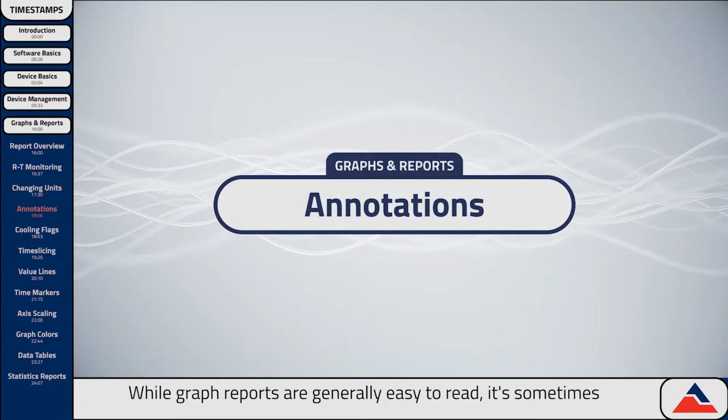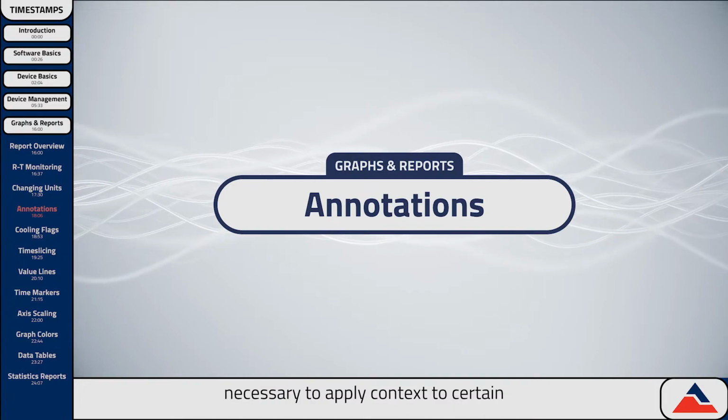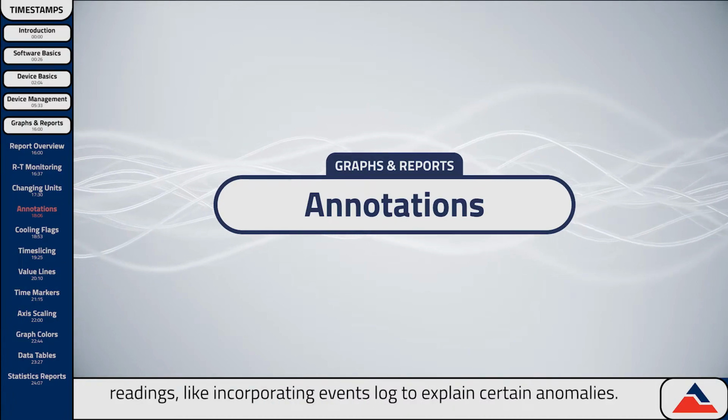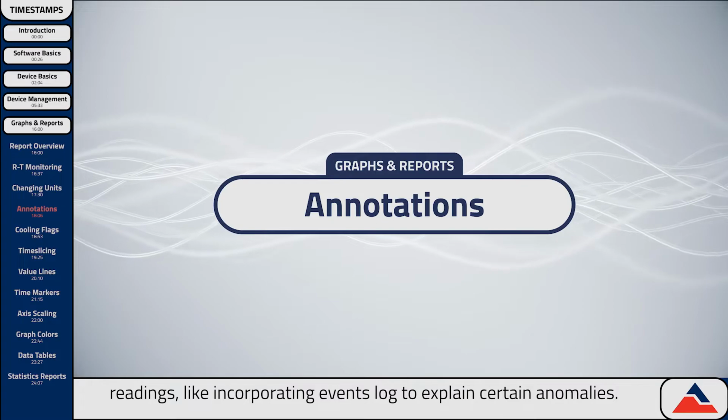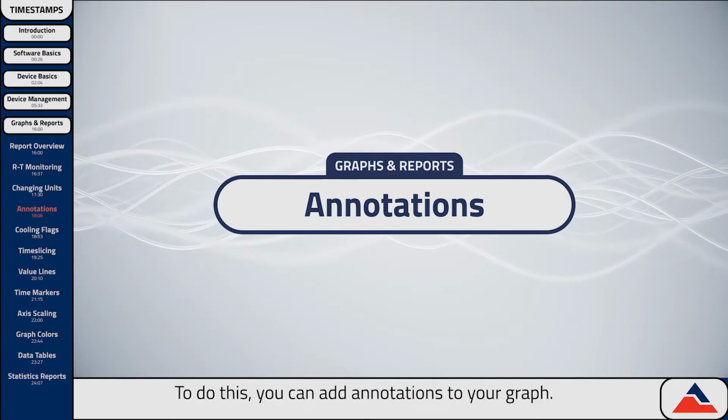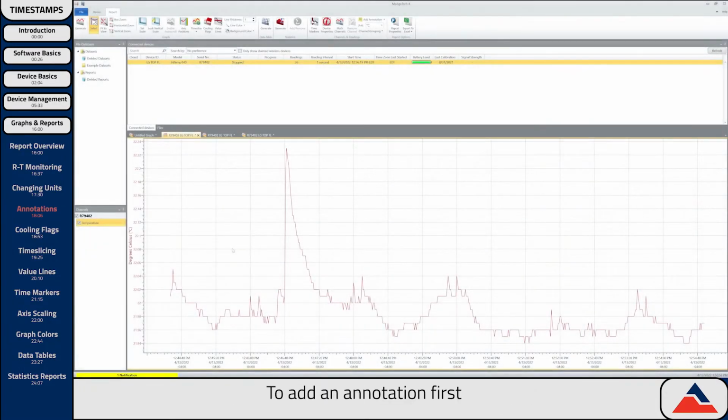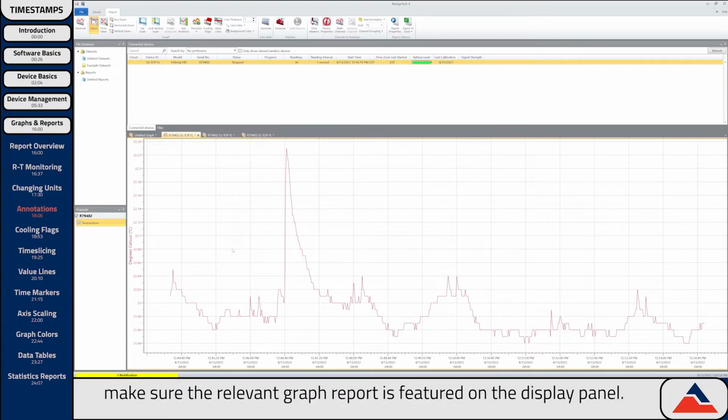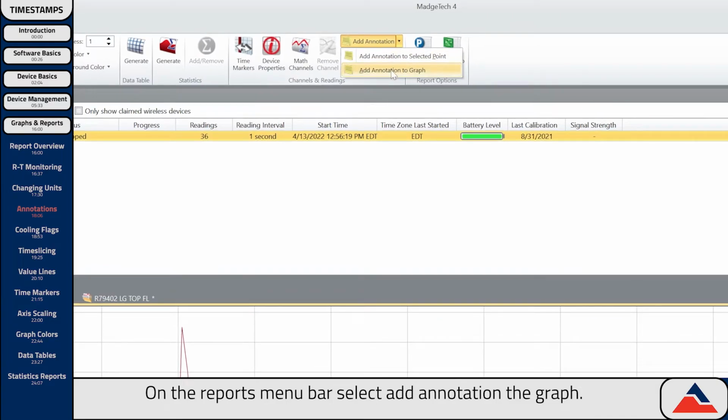While graph reports are generally easy to read, it's sometimes necessary to apply context to certain readings, like incorporating an events log to explain certain anomalies. To do this, you can add annotations to your graph. To add an annotation, first make sure the relevant graph report is featured in the display panel. On the Reports menu bar, select Add Annotation to Graph.